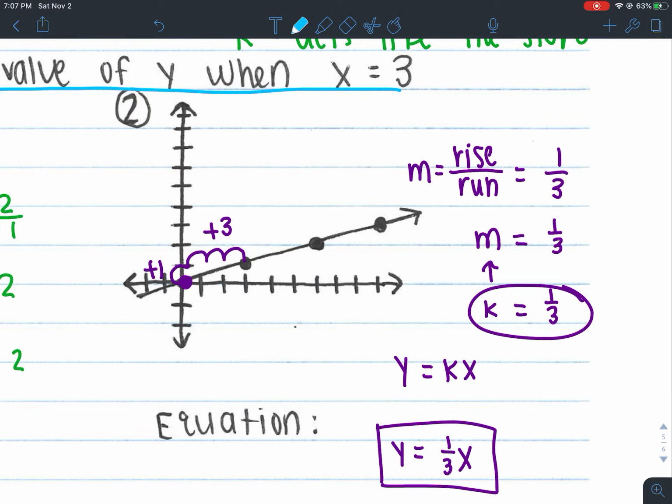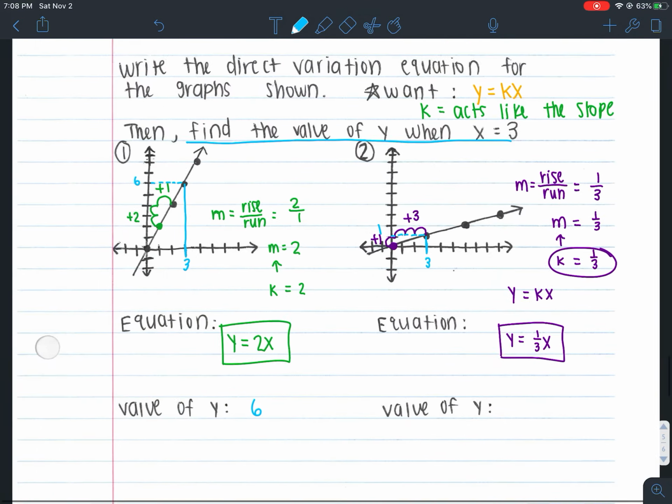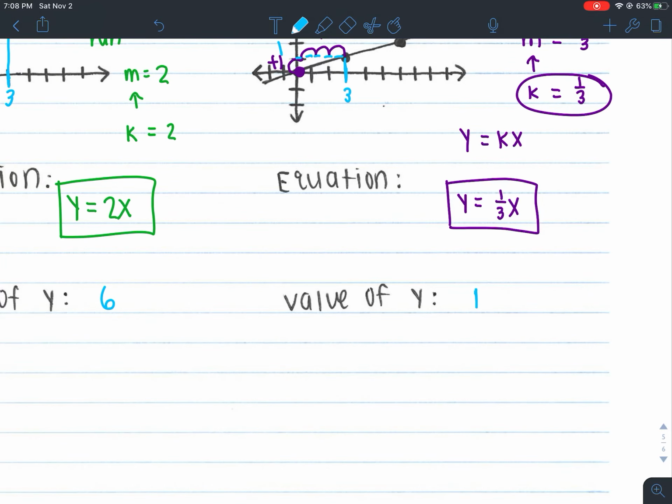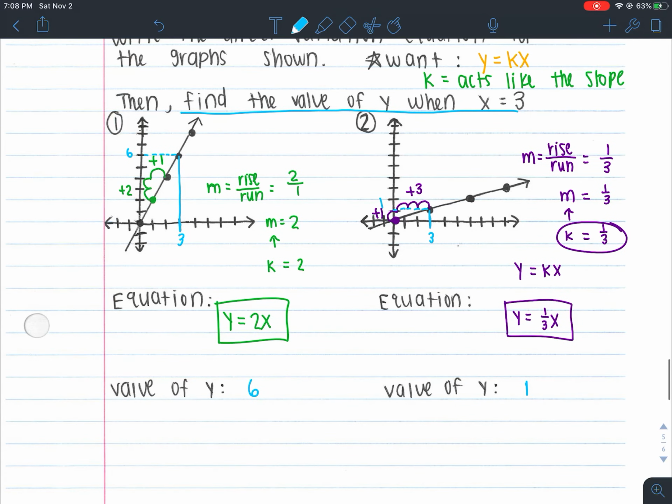Well, I know that x equals 3. So looking at my x-axis at 3, I want to trace it to the line, and I traced it. So we want to see what the y value is. So let's go to the y-axis. Let's look over. It hits at positive 1. So that means my value of y is positive 1.